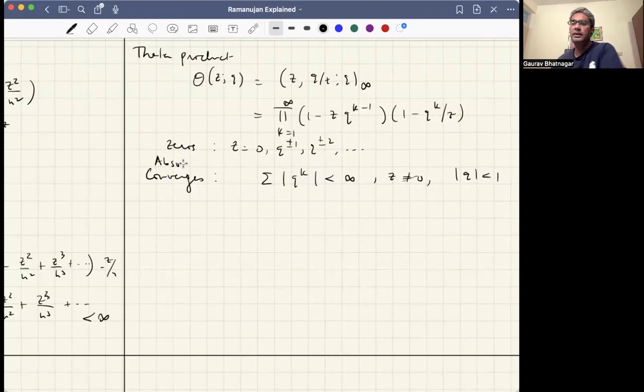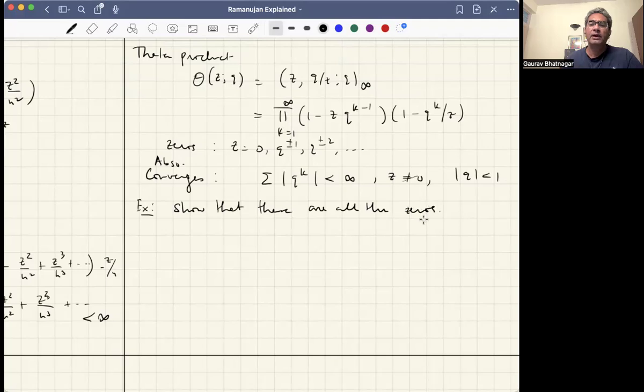So here's an exercise. Show that these are all the zeros. I will outline a proof due to Rosengren in his tutorial which shows this, but it's not obvious. It could have more zeros in general. So this may be an interesting thing.